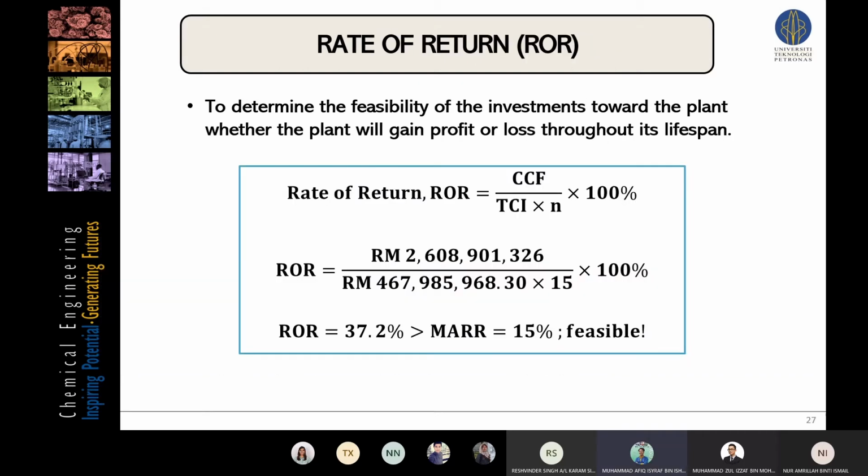And for the rate of return, this is to determine the feasibility of the investment toward the plant, whether this plant will gain profit or loss throughout its lifespan. So this is the formula that we have utilized when calculating the rate of return, and the value that we have obtained for the ROR is about 37.2%, which exceeds the value of the MARR, the minimum rate of return of 15%, which indicates this plant is very feasible for the investment to be made, and will ensure the sustainability and also the profitability of the plant throughout its operation.